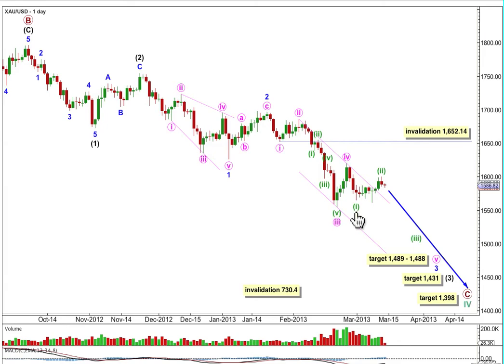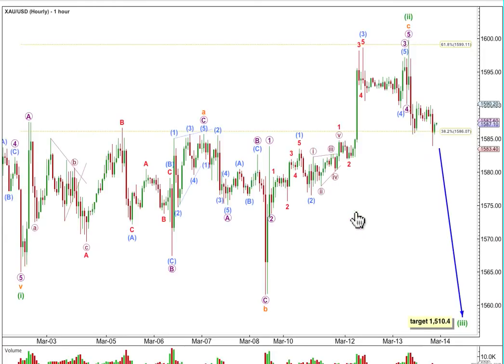Let's have a look at this corrective structure that unfolded over the last week on the hourly chart, with a low for minuette wave 1 down here at this point. So this completed as a flat correction. We have an ABC three-wave structure for the A wave, an ABC zigzag three-wave structure for the B wave, which is a 116% correction of the A wave. So the flat is an expanded flat.